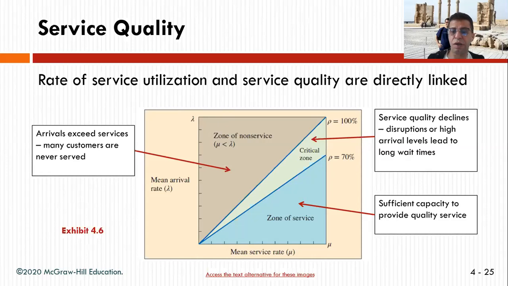Such a calculation needs to be done for certain hours, or certain times of the year. For example, Christmas time is different from the regular time. In a restaurant, the lunch hour is different from off-peak. And sometimes you see these service providers trying to provide more discounts at a certain time, so they come in here.